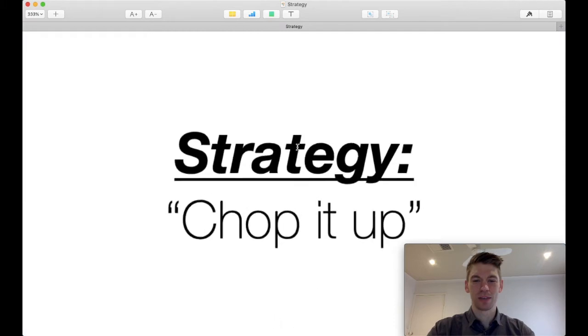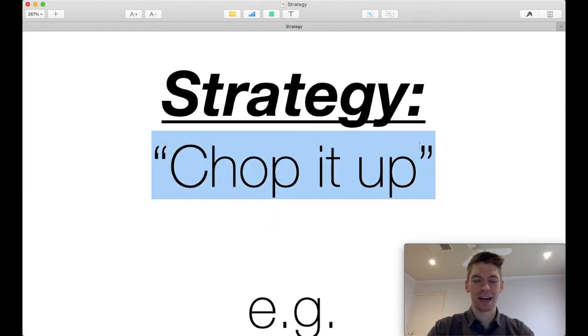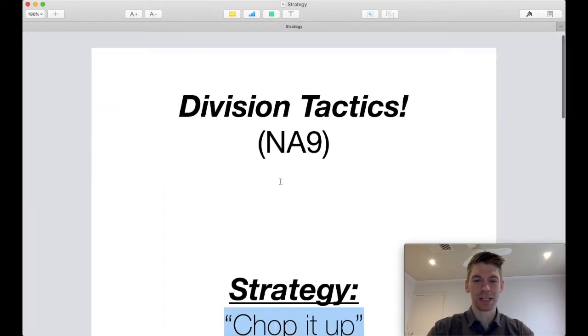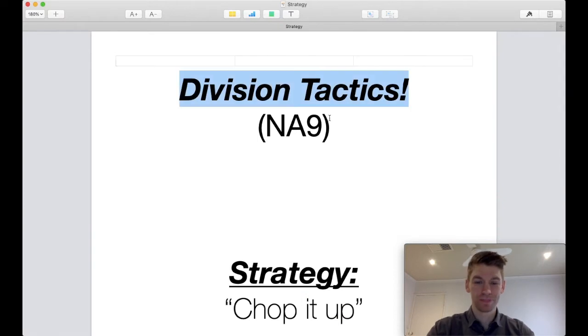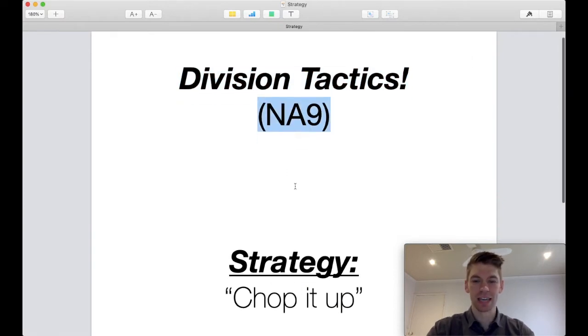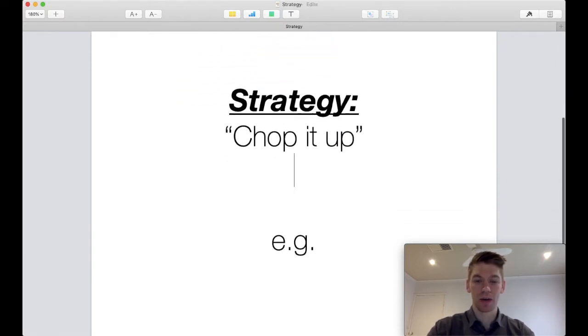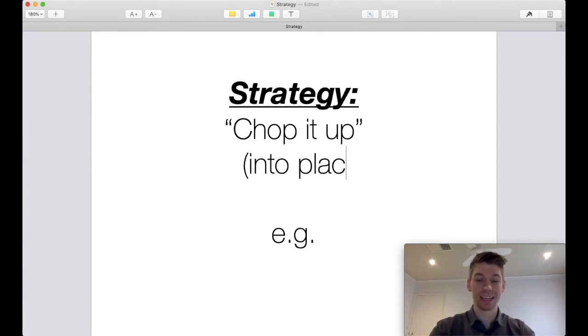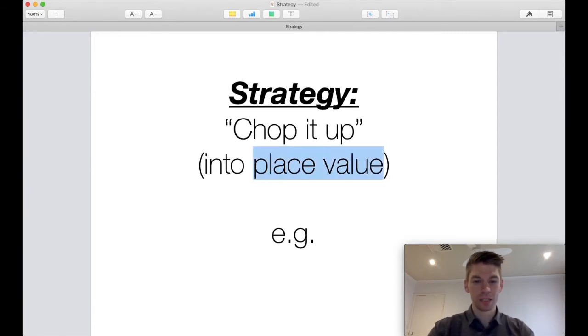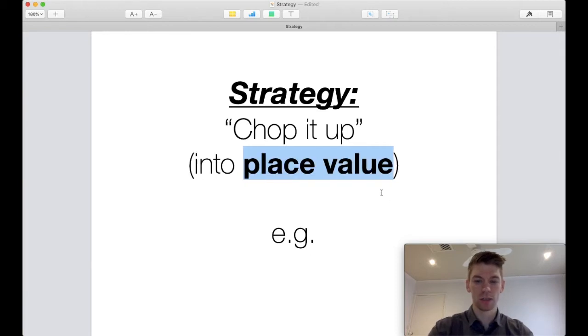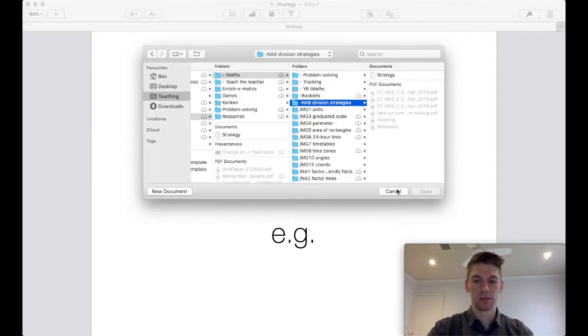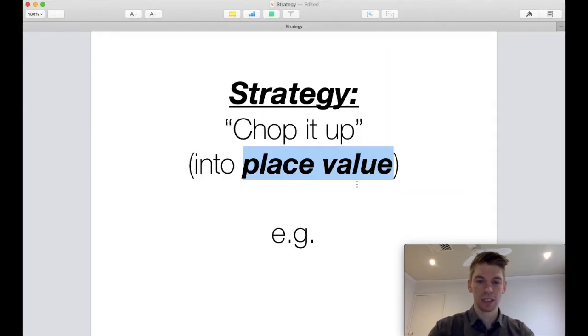The strategy for this week, mathematicians, is to chop it up. And let me show you exactly what that means. We're using it for division, and NA9 is our unit. When I say chop it up, I mean into place value. Place value isn't something we talk about very much, but it's very important. I'm going to put it in bold. Oop, hit the wrong key. There we go. Into place value.